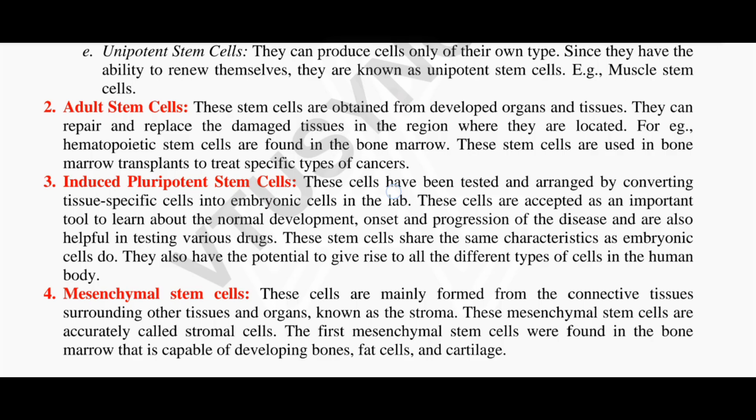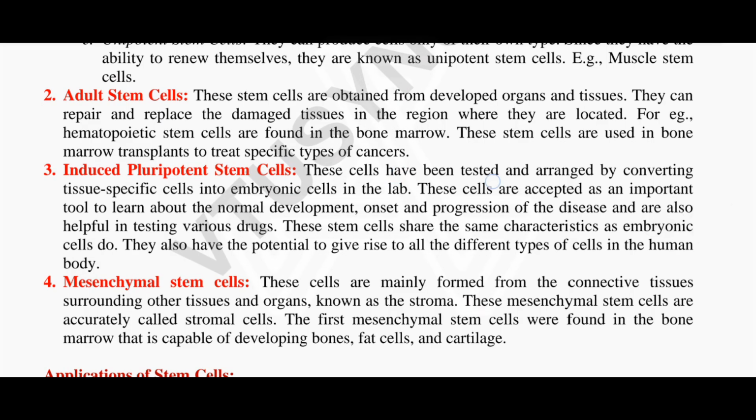Induced pluripotent stem cells. These cells are created by converting tissue-specific cells into embryonic-like cells in the lab. These cells are accepted as an important tool to learn about normal development, the onset and progression of disease, and are also helpful in testing various drugs. These stem cells share the same characteristics as embryonic cells do. They also have the potential to give rise to all the different types of cells in the human body.